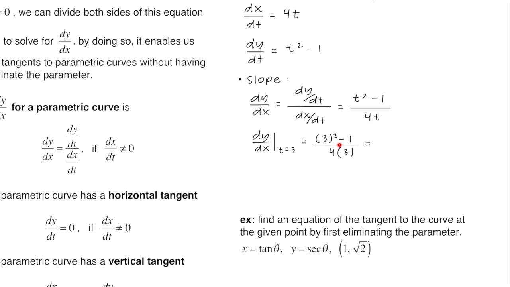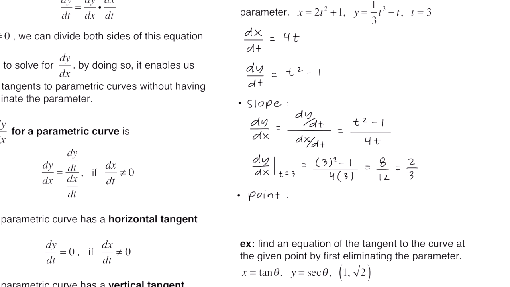So in the numerator we get 9 minus 1 is 8, and then in the denominator we get 12, and that reduces to 2/3. Next, we're going to find the point, so we're going to take t equals 3 and we'll plug it in here and here to find x and y.